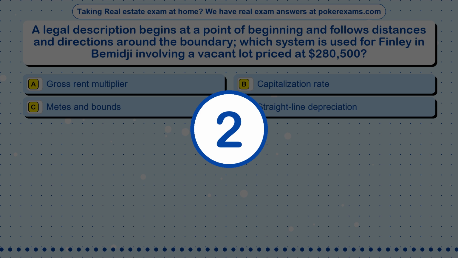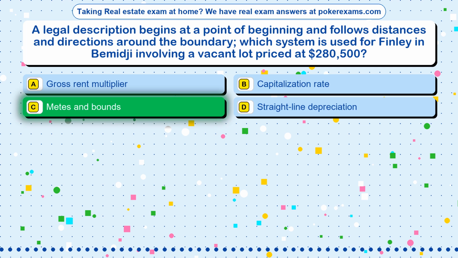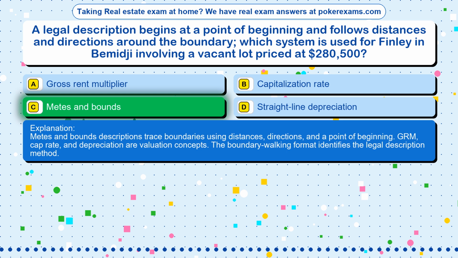The correct answer is option C, metes and bounds. Metes and bounds descriptions trace boundaries using distances, directions, and a point of beginning. GRM, cap rate, and depreciation are valuation concepts. The boundary walking format identifies the legal description method.